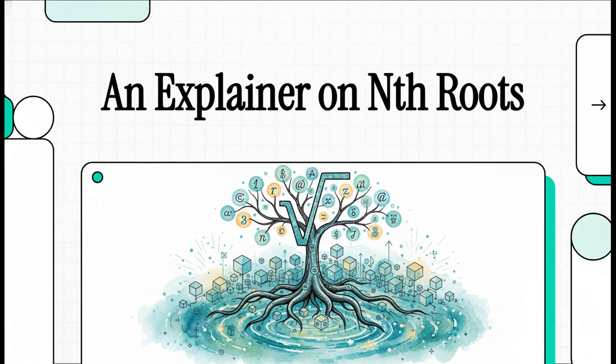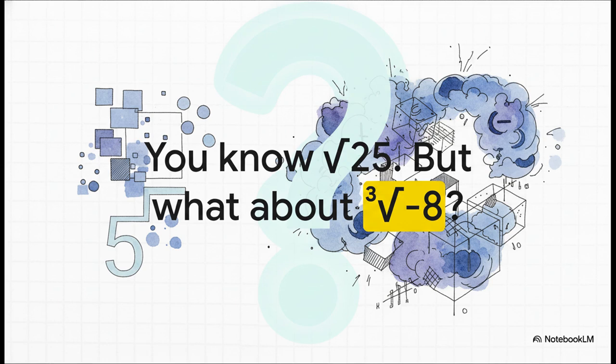Let's jump in. Okay, so look, we all know the square root of 25 is 5. Easy enough, right? But what happens when we change the game a little bit? What if we put a tiny 3 on that root symbol and a negative number on the inside? Is that even possible? Well, that's exactly the kind of question we're going to tackle today.